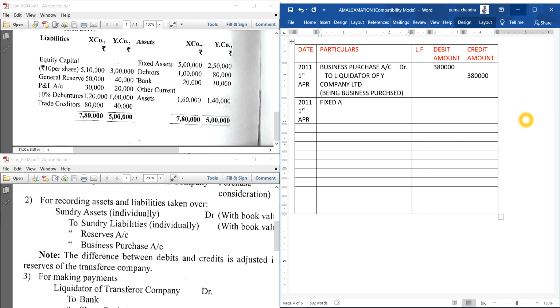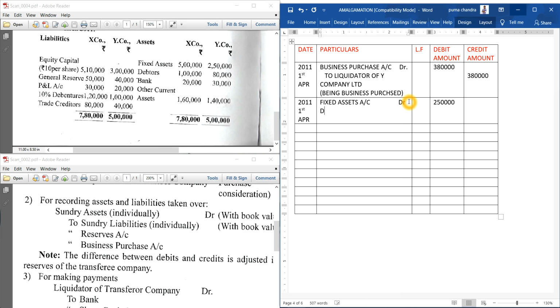Fixed assets account debit, fixed assets account debit. How much, students? 2,50,000. Write down the amount simultaneously.